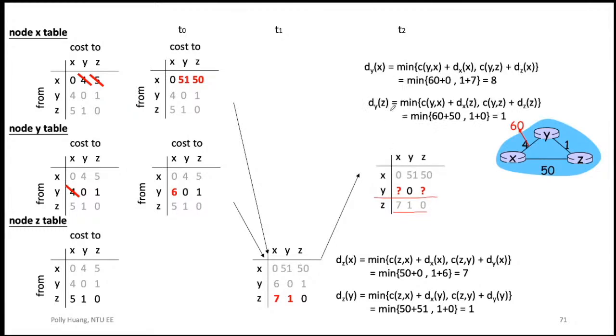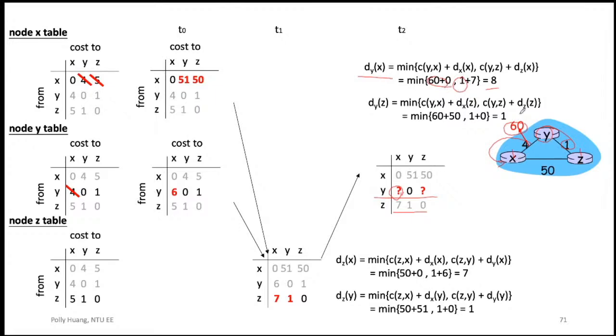Let me bring up the result. dyx, this value here, is going to be 8. Let's look through it again. From y to destination x, through neighbor x, neighbor z. Link cost 60, link cost 1.